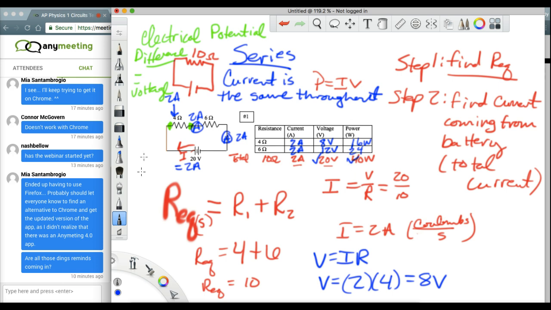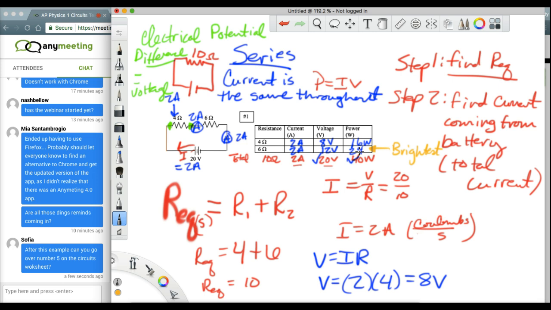We can see, if we were asked about brightness, which bulb would be the brighter bulb if these were bulbs, it would be the one with the highest amount of power. So that one right there, the 24 watts, would be the brightest. No matter how the circuit is wired, if you figure out the power correctly, the highest power will be your brightest bulb.